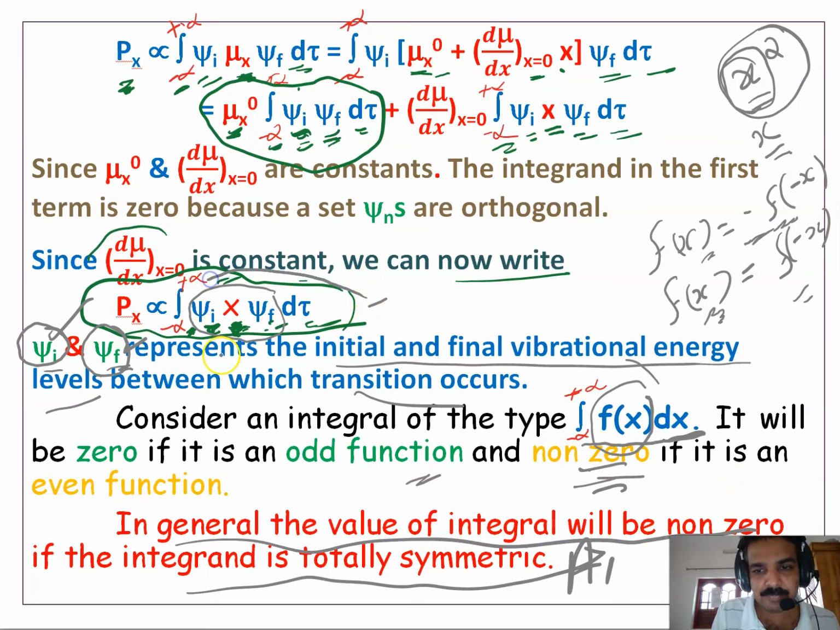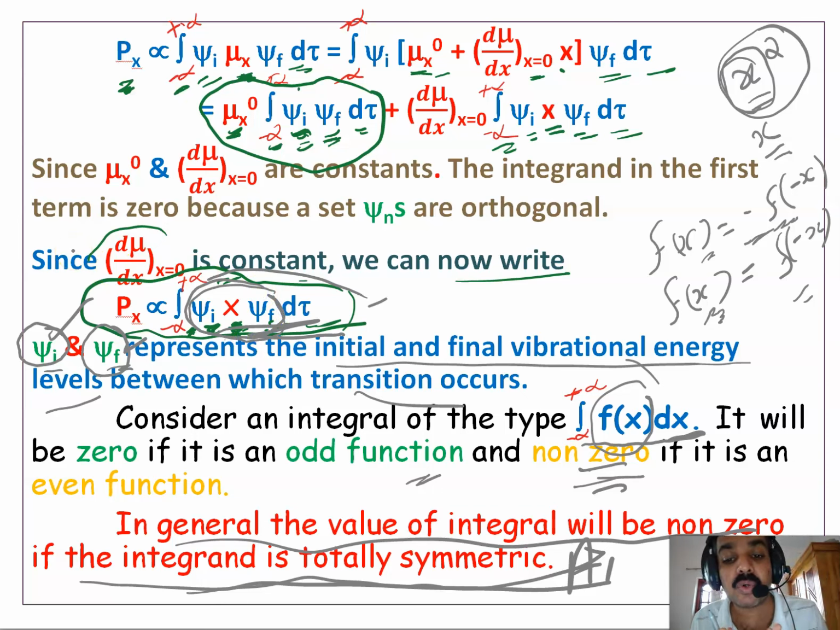The value of this integral will be non-zero if the integrand is totally symmetric. That is the main point. The value of this integral of psi I x psi f d tau. Similarly, for py, we can try psi I y psi f d tau, and for z we can try psi I z psi f d tau. And for any of these integrals, if it is non-zero, transition will take place. To be non-zero, the direct product of these three symmetries should be a totally symmetric one.